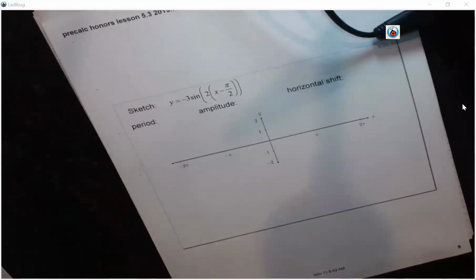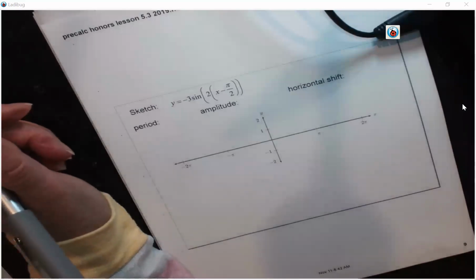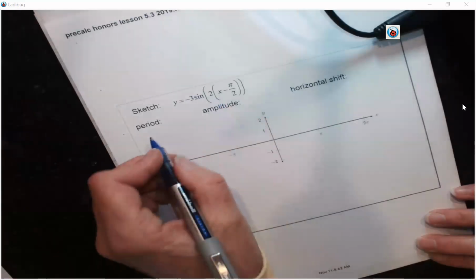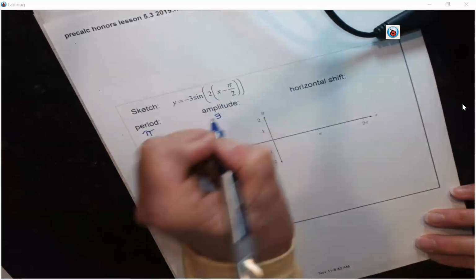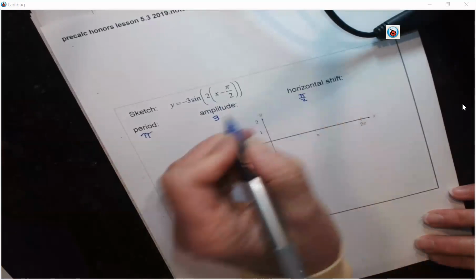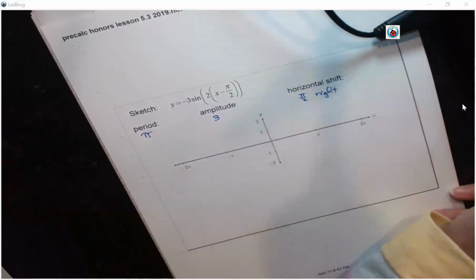All right, here's an interesting one that it wants us to graph. y equals negative 3 times the sine of the quantity 2 times the quantity x minus pi over 2. The period is 2 pi over the coefficient of x, so that's going to be pi. The amplitude is 3, and the horizontal shift is pi over 2, and that's going to be to the right. We don't, fortunately, have any vertical shifts.